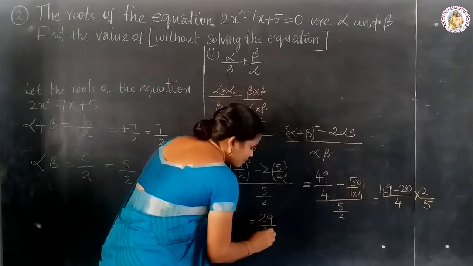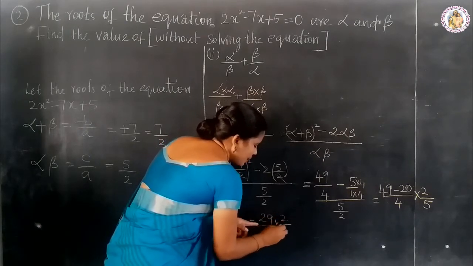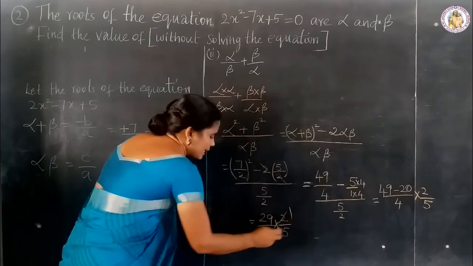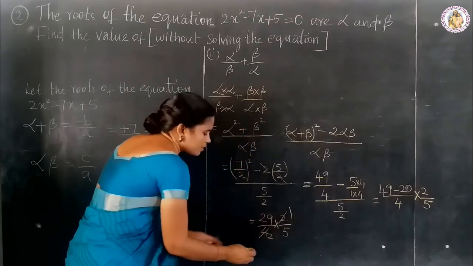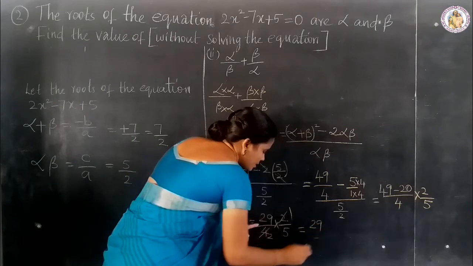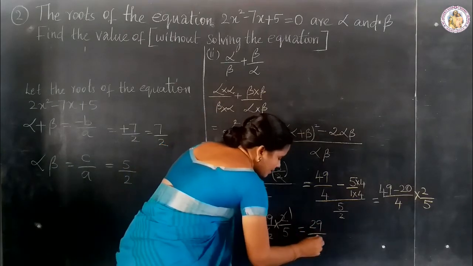By 4 into 2 by 7. Now again you can cancel. 2 ones are 2, 2 twos are 4. So 29 ones are 29, 2 fives are 10.